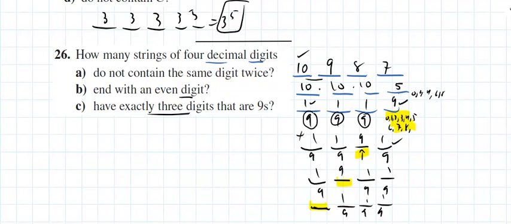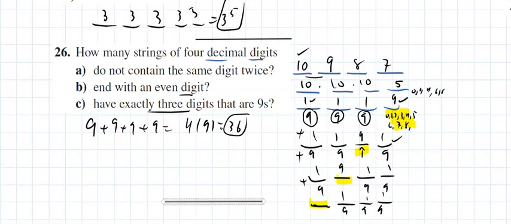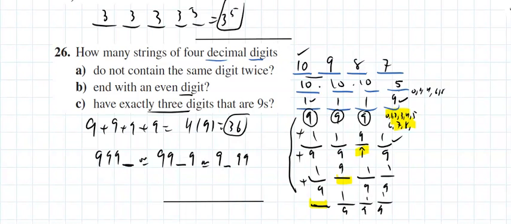Since I have a choice, this or this, I add those. That is 9 plus 9 plus 9 plus 9. So that's 4 times 9, 36. There are 36 ways I can do this. So if you have a choice, you add. If you don't have a choice, but here's the hard part. You really need to take into account all possible ways you can have 3, right? So you could have 9, 9, 9, and you could put any number other than 9 there. Or you could have 9, 9, a number and 9. Or you could have 9, a number, 9, and 9. Or you could have a number, 9, 9, 9.